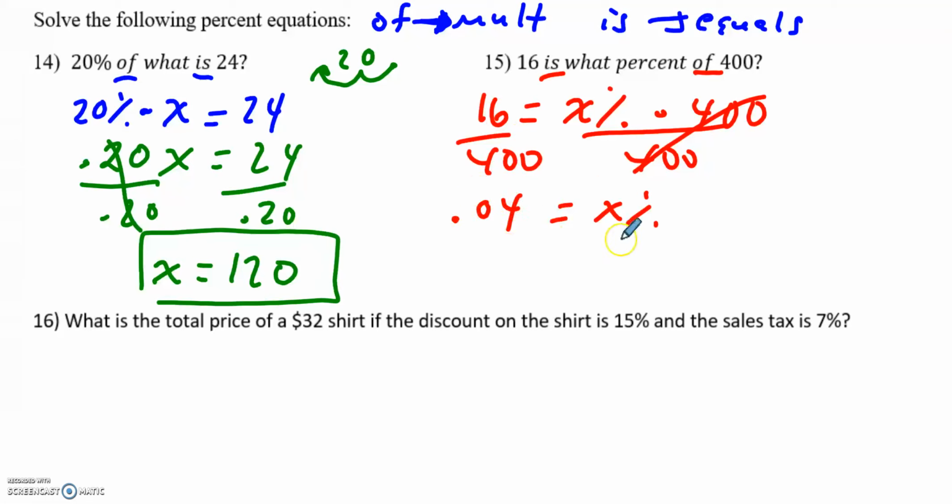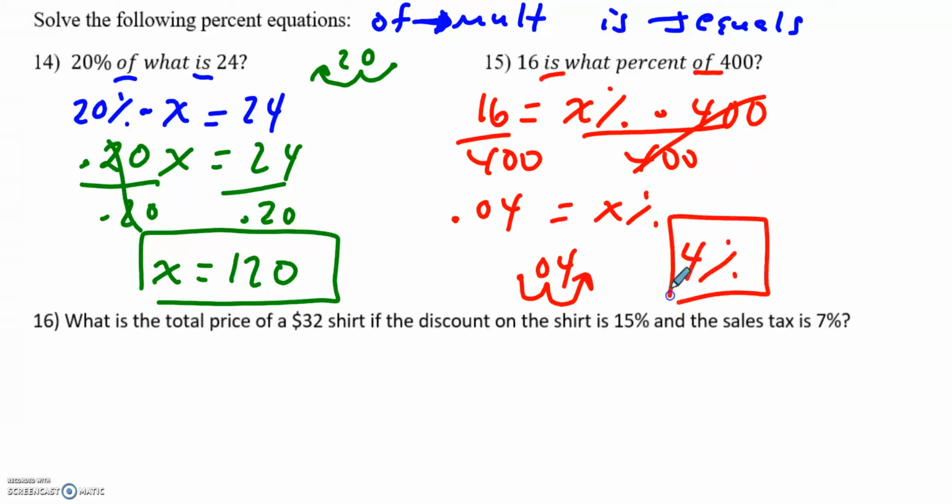Now remember, we're looking for a percent. We are not looking for a regular number. So if I want to change 0.04 to a percent, we need to move the decimal back over to the right. So my answer would be 4%. Pretty small.